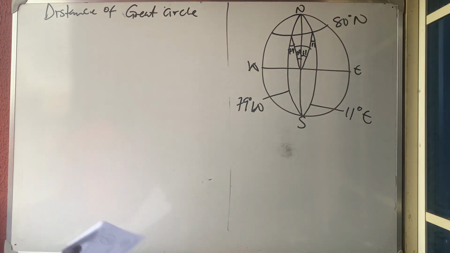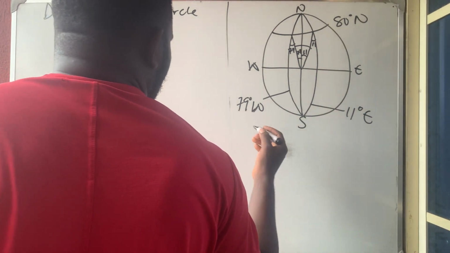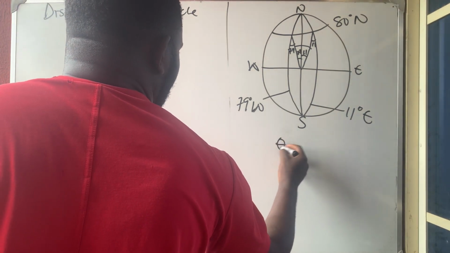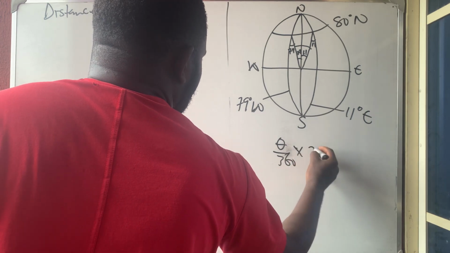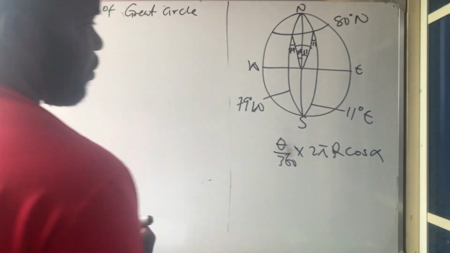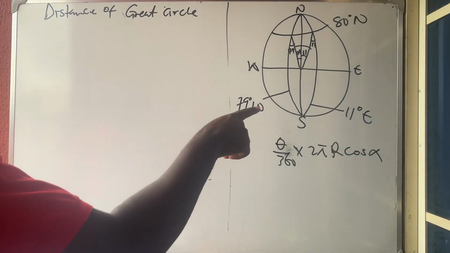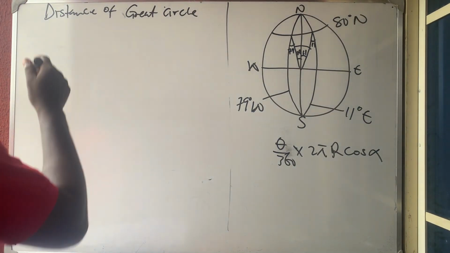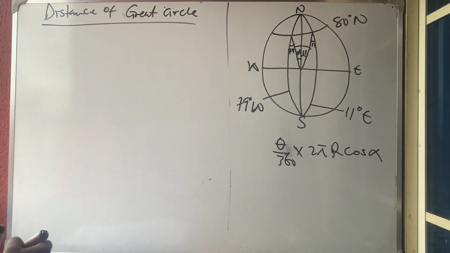All right, please note that the formula I gave you for distance on a small circle, which is theta over 360 times 2 pi r cos, should be cos alpha, not cos theta. So this is where we use alpha. We use alpha for the small circle. I just remembered it now. When we solve a question, you will really understand.